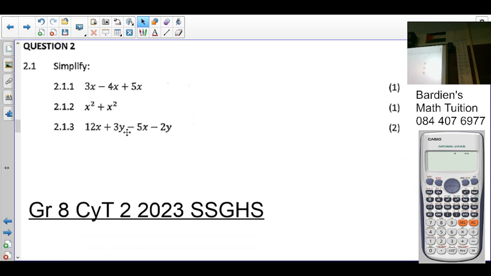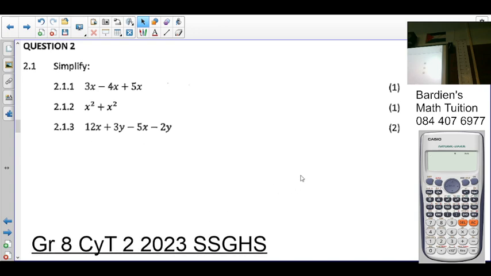People, number 2, question 2. Now we're going to algebra. What is 3x minus 4x? Negative 1x. And negative 1x plus 5x? 4x. I don't know what Mickey Mouse you guys do.